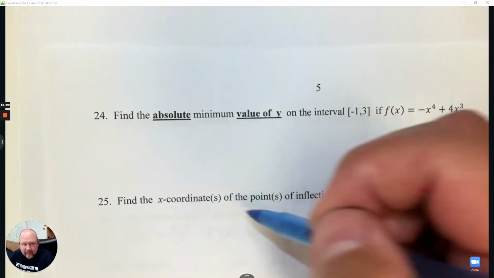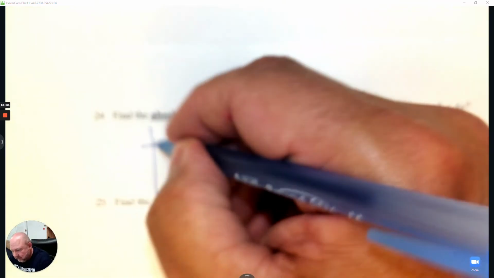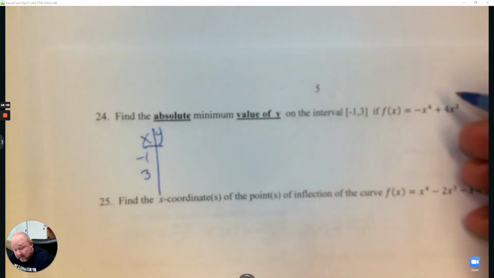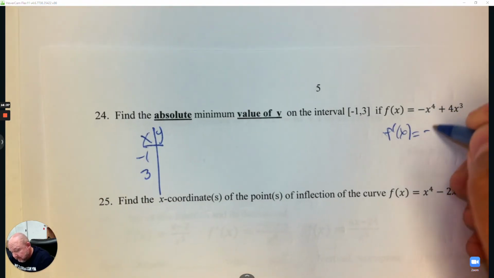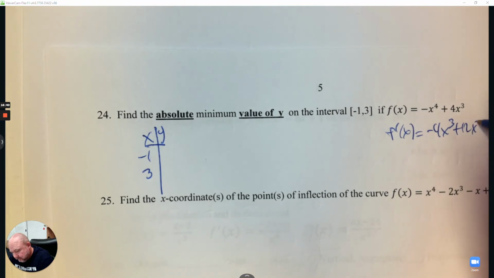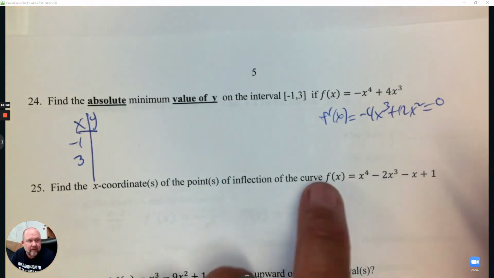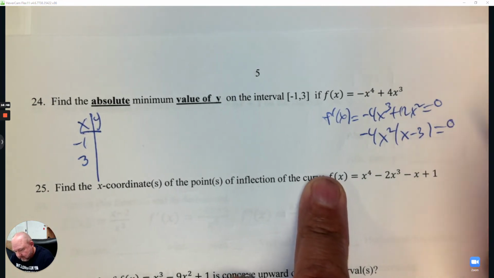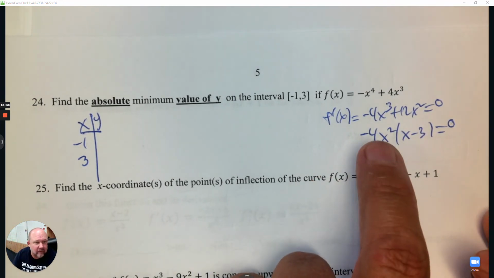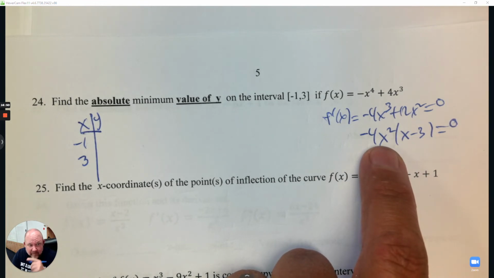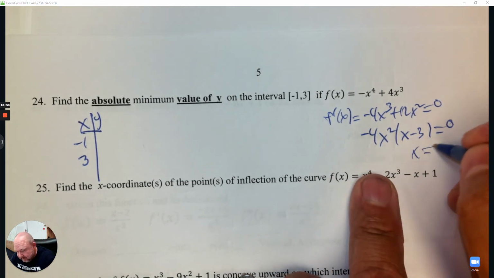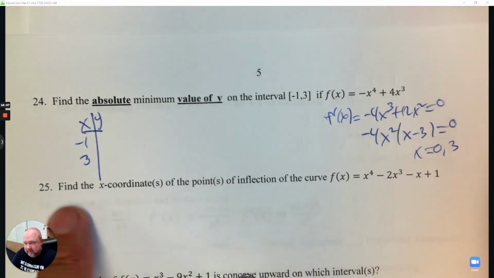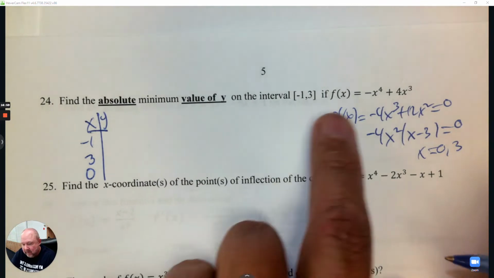How do you find the absolute minimum? That's a table of values question. So first we're going to put in negative 1 and 3. Then we're going to take the derivative equal to 0 and solve it. So here we're going to factor out a negative 4x squared. When I factor out a negative 4x squared, the two answers are 0 and 3. Make sure both are in there. So I already have 3. I just need 0. And then you plug that into here.